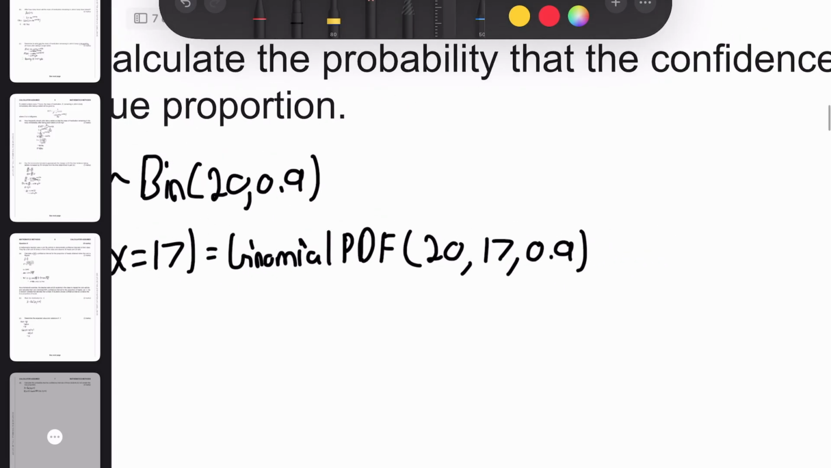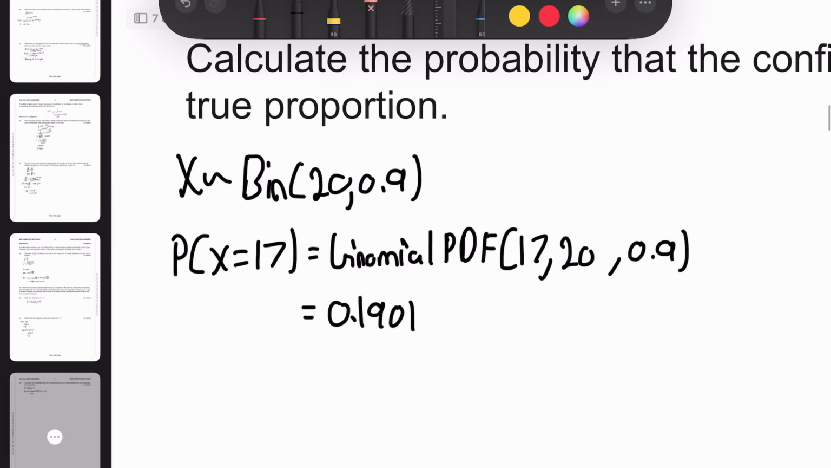Yeah, I had to swap these two numbers around. So 17 and 20. Then this gives us 0.1901. If you're not confident in doing that, maybe honestly that might be where I lost my marks, because I just showed it on a CAS.